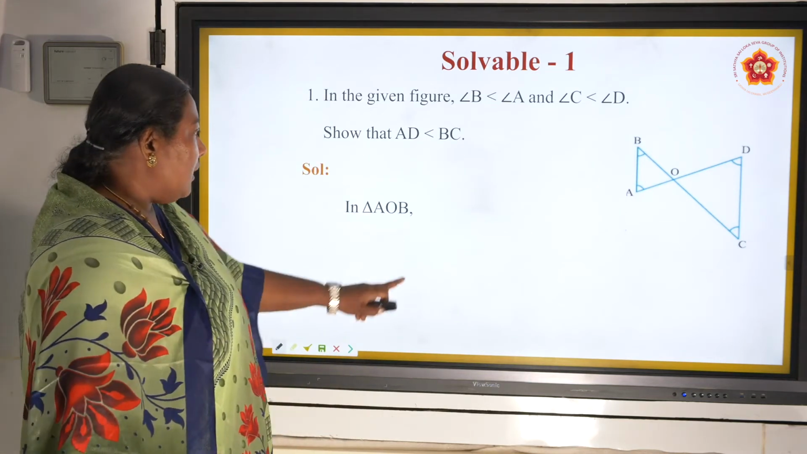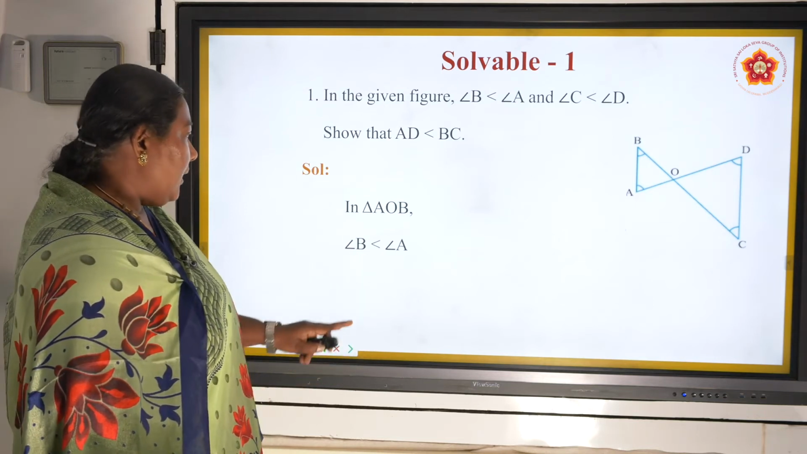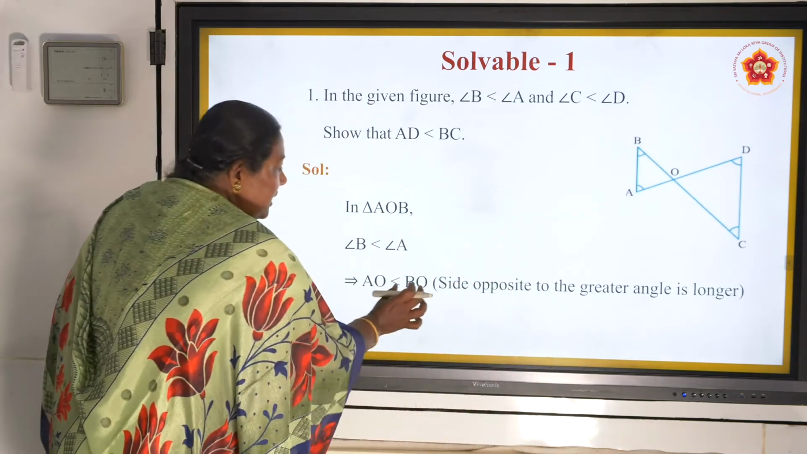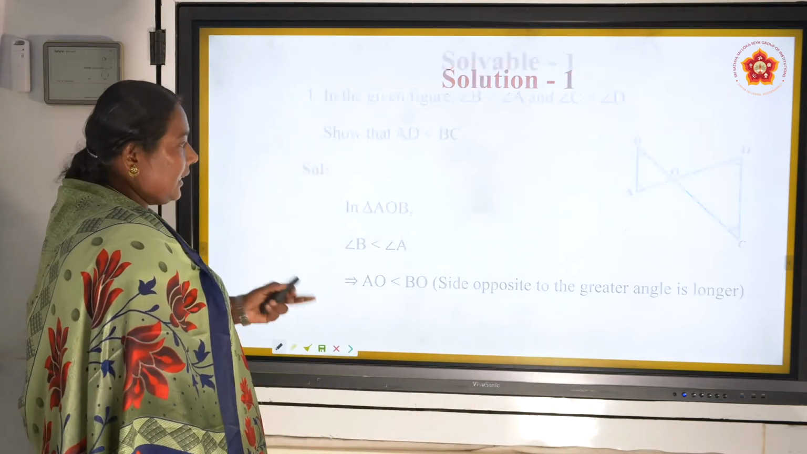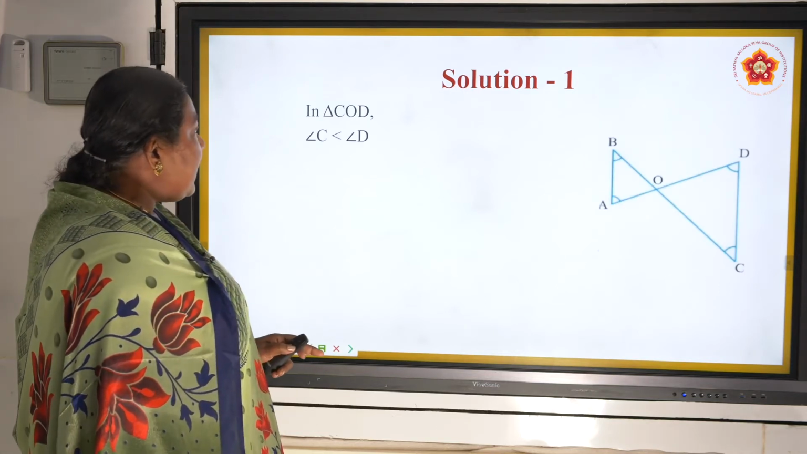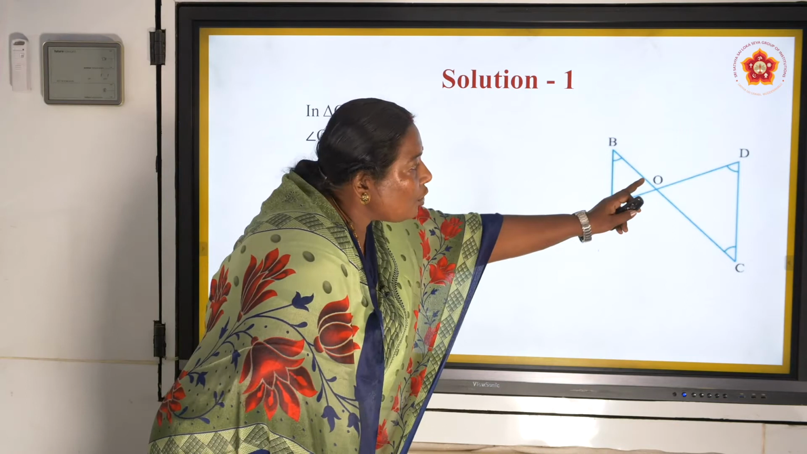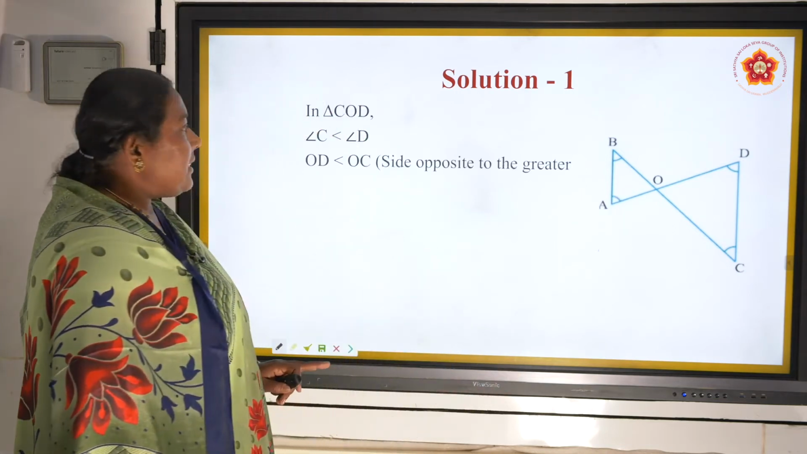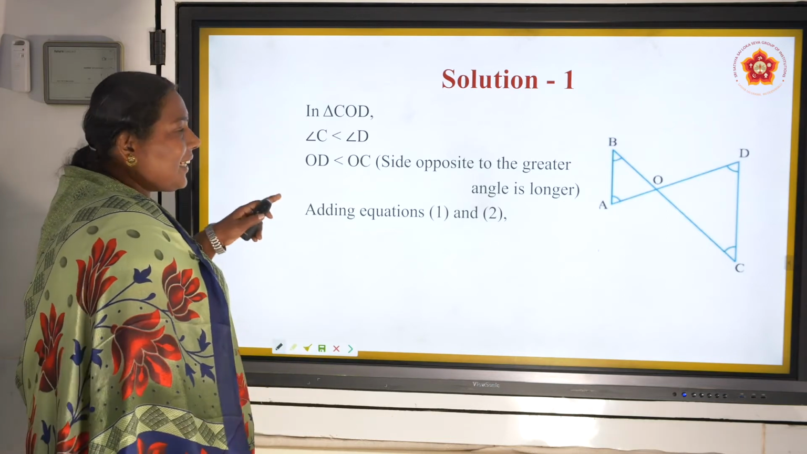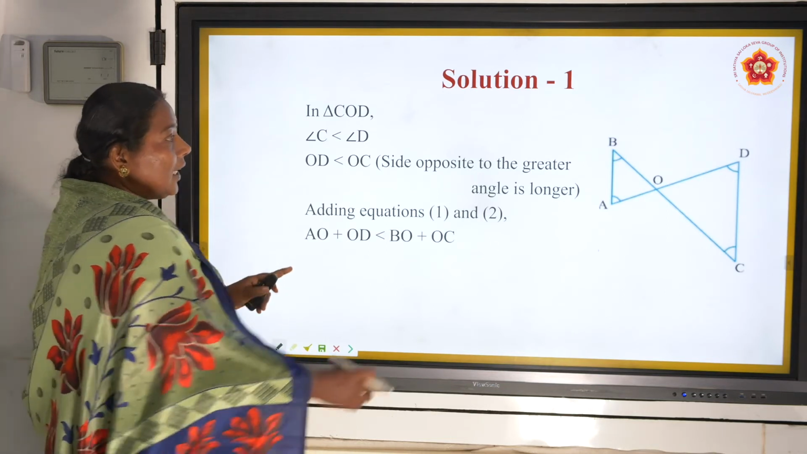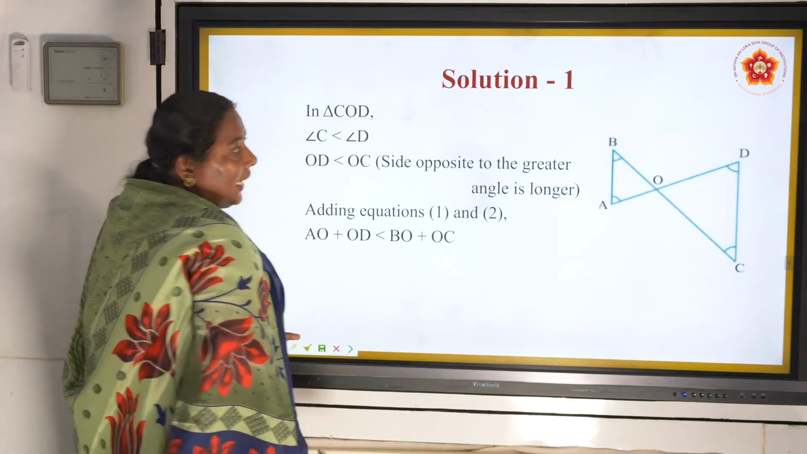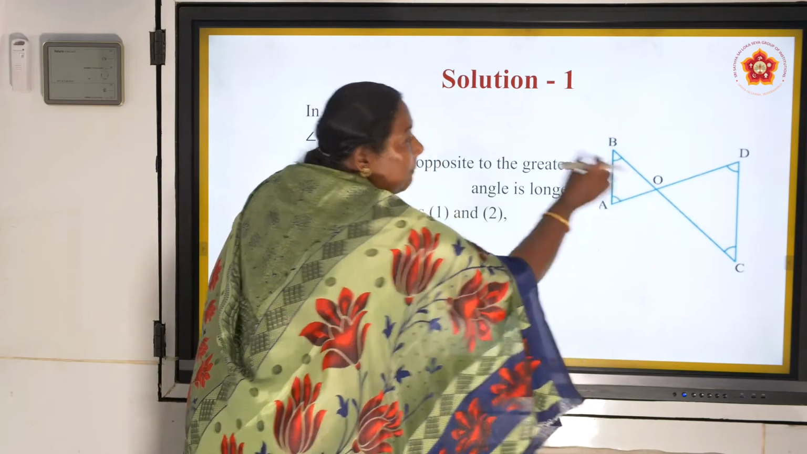In triangle AOB, angle B is less than angle A. So AO, as B is opposite, AO is less than BO by the theorem. Next, in triangle COD, angle C is less than angle D. C is opposite to OD. So OD is less than OC by the theorem. Just add the right hand side of both. We will get OA plus OD is less than BO plus OC.